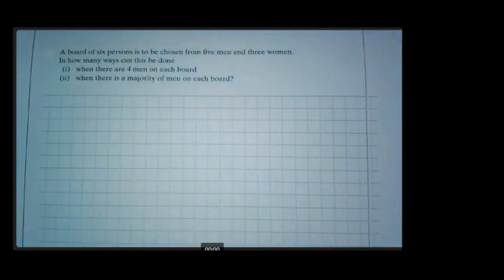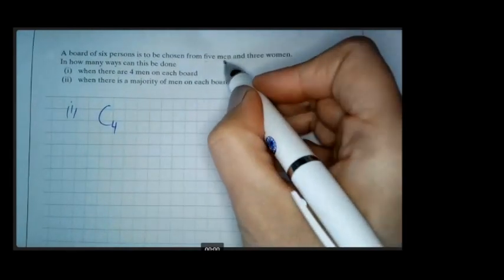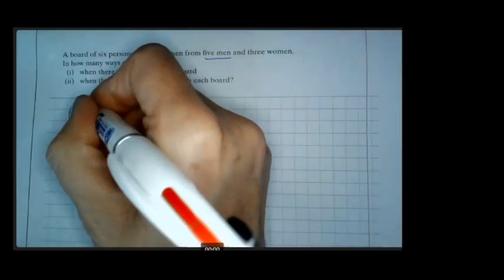Okay, let's have a look at this question. A board of 6 members is to be chosen from 5 men and 3 women. In how many ways can this be done if there have got to be 4 men on each board, is the first question. Okay, so we've got a board of 6. I want 4 men, so I'm choosing 4 men from 5 men.